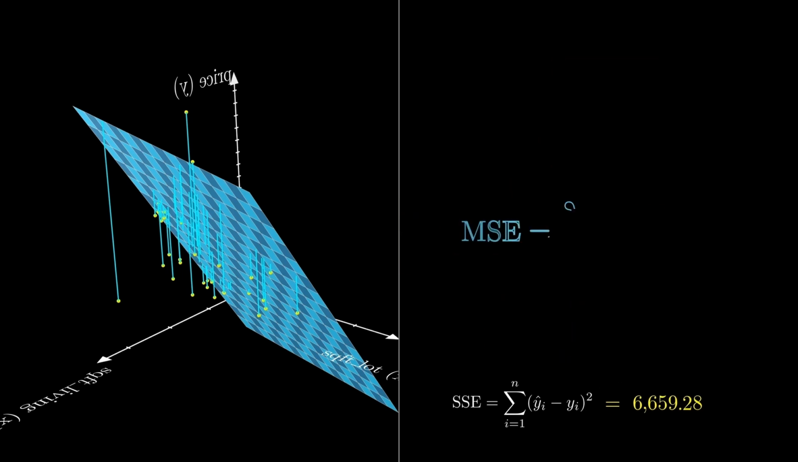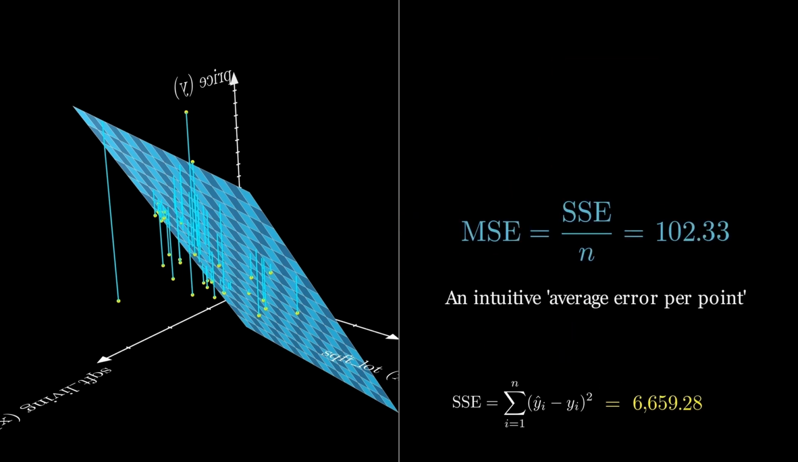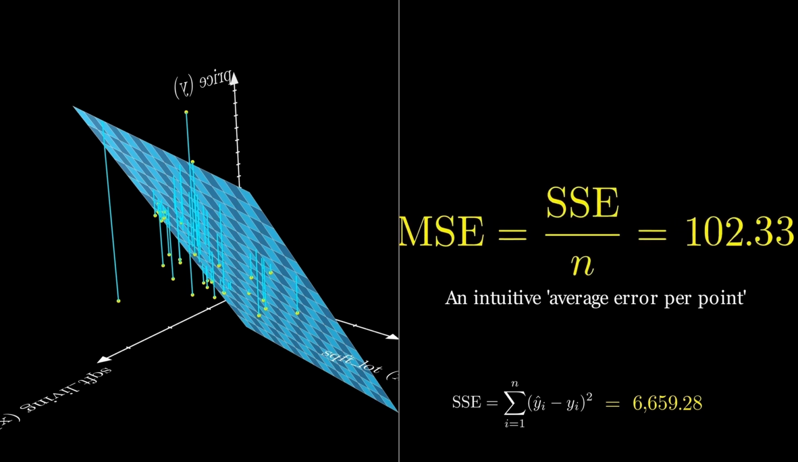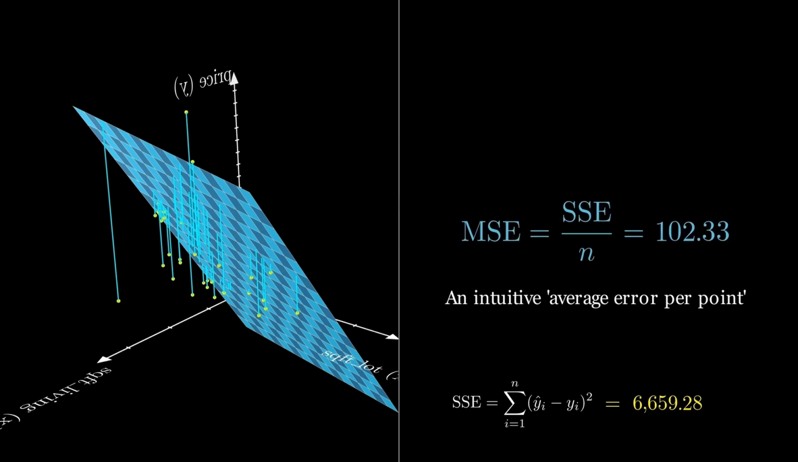This expression is called the sum of squared errors, or SSE. And when we divide it by the number of data points, we get the mean squared error, or MSE. Both SSE and MSE lead to the same optimal W, but MSE is more commonly used. Why? Because SSE keeps increasing as we add more data. It's always adding positive values, so the total naturally grows larger.